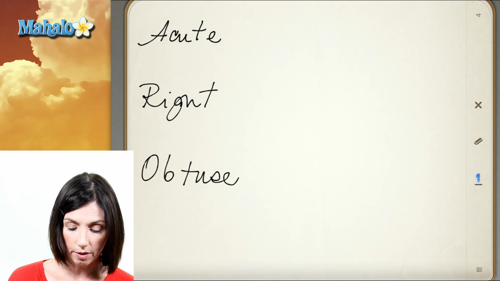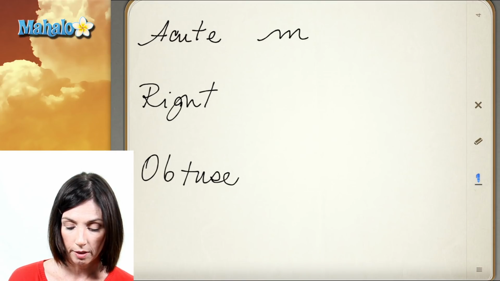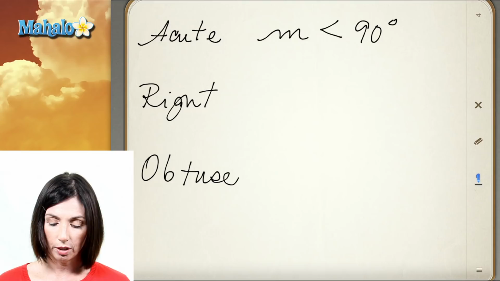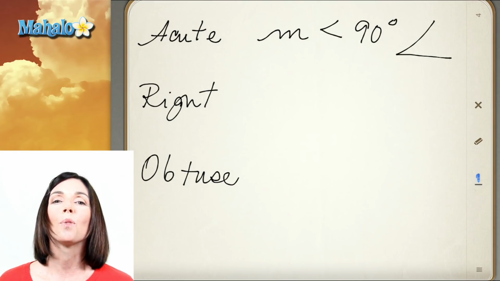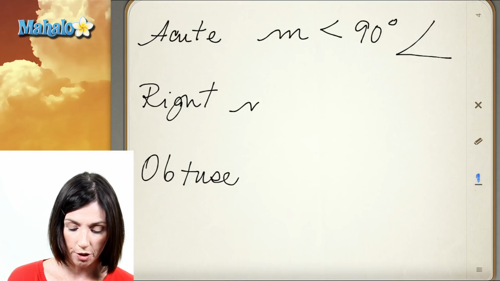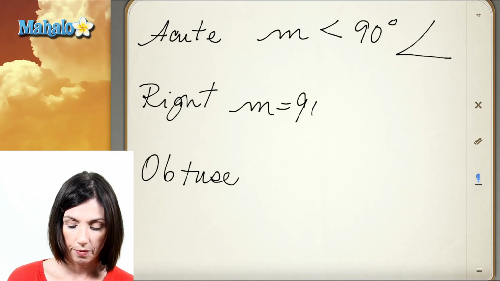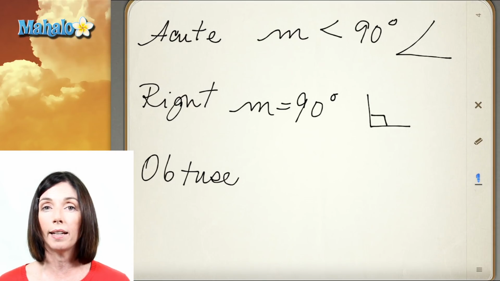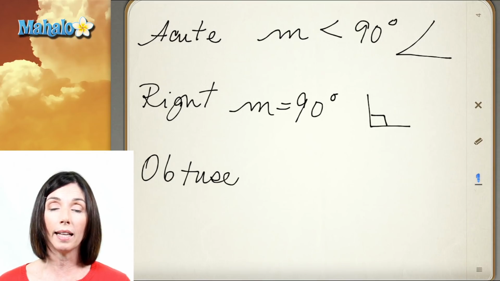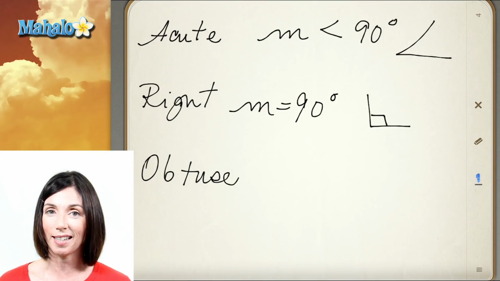Now, acute angles are those that measure less than 90 degrees. And they look like a small angle that's less than 90 degrees. A right angle is one that measures equal to 90 degrees. That looks like this, and usually it's indicated with a little square there to indicate that that's a right angle. The two lines that create it are meeting perpendicular to each other.